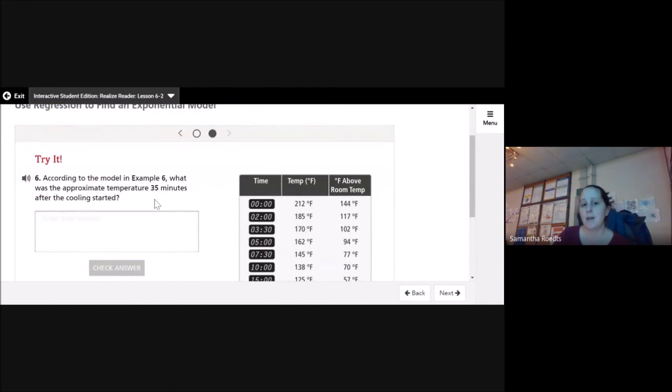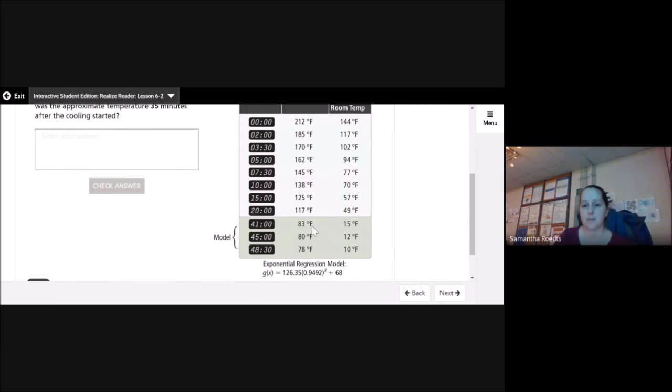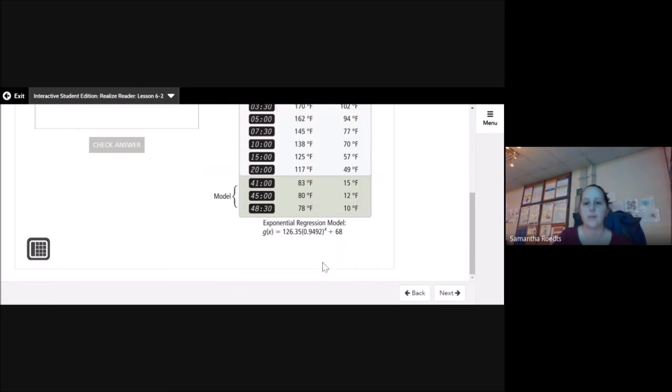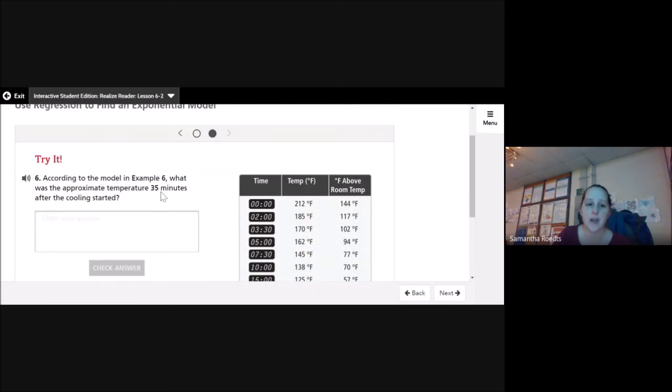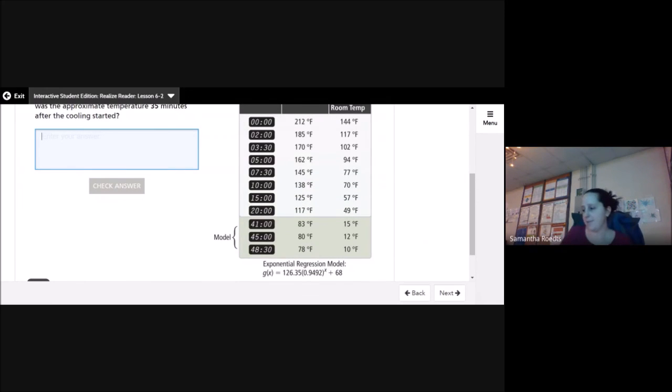All right, so according to the model in example 6, what was the approximate temperature 35 minutes after the cooling started? Okay. So here's my regression model, and I want to figure out after 35 minutes. Because it was 35 minutes after the cooling started, I'm going to substitute that value in for my x value and solve. So when I do that and solve for y, I get 88.37 degrees.